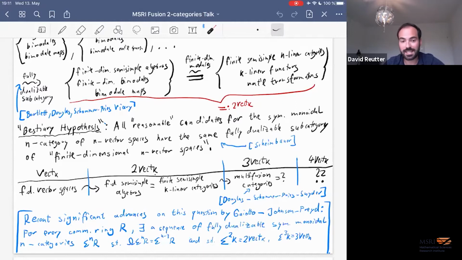And I strongly expect, as things are at the moment, but haven't proven, that these fusion 2 categories or multifusion 2 categories actually also fit into this story.